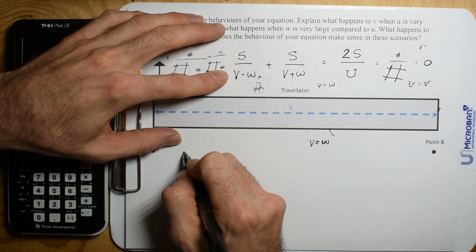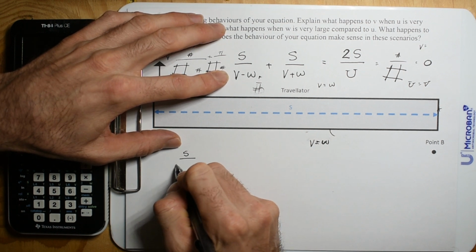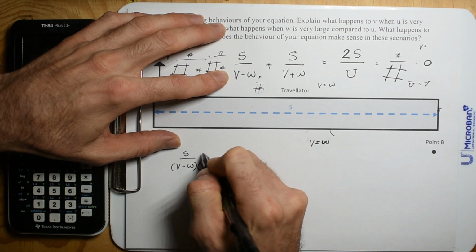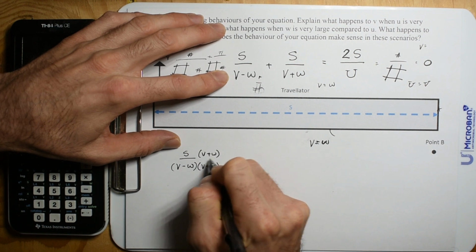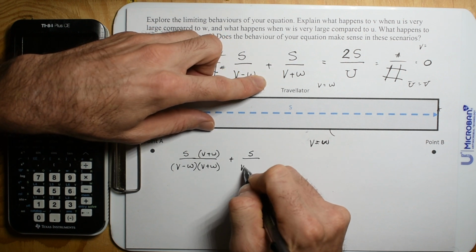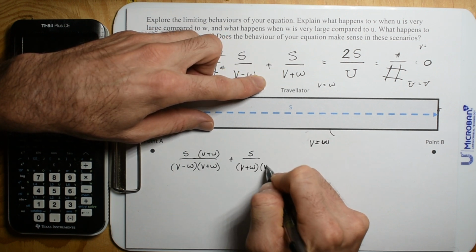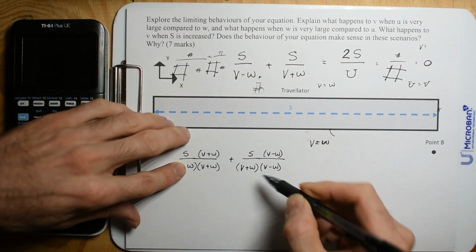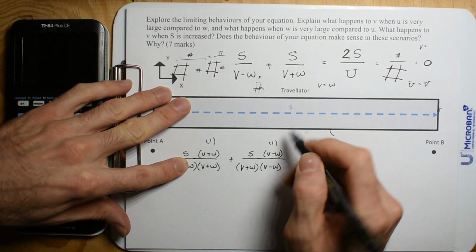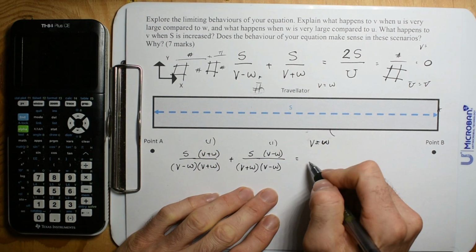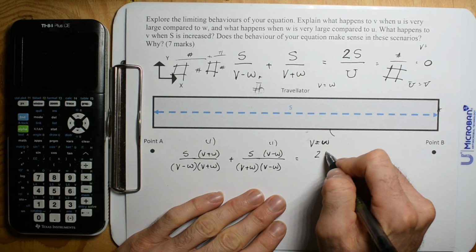We're going to get the denominators the same. So we're going to have S over V minus W, and we need V plus W, and then we get to put a V plus W upstairs. Over here we have V plus W, so we need a V minus W, and then we'll put a V minus W upstairs. These two terms are 1, and they don't change the algebraic expression at all. This side we'll just leave the same for now.